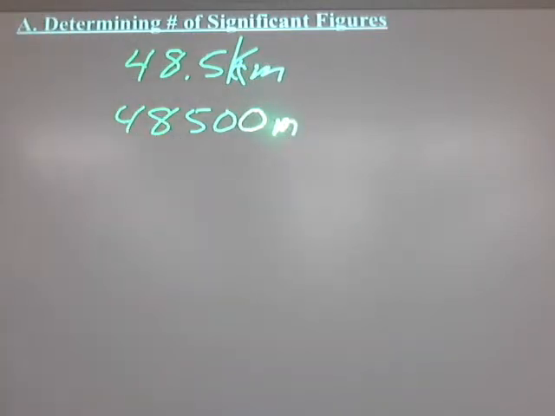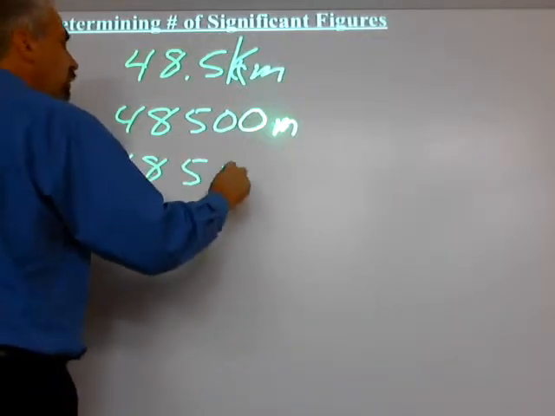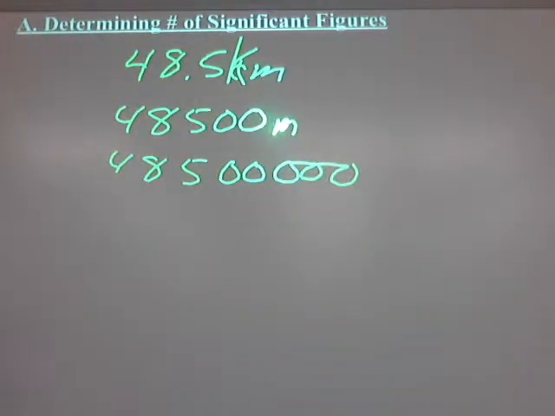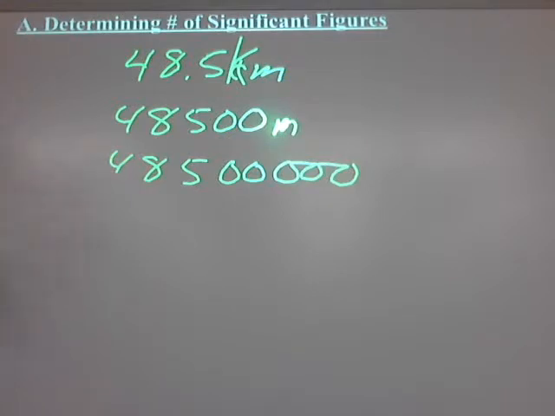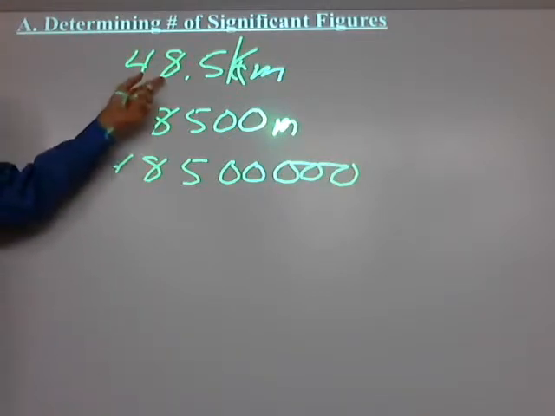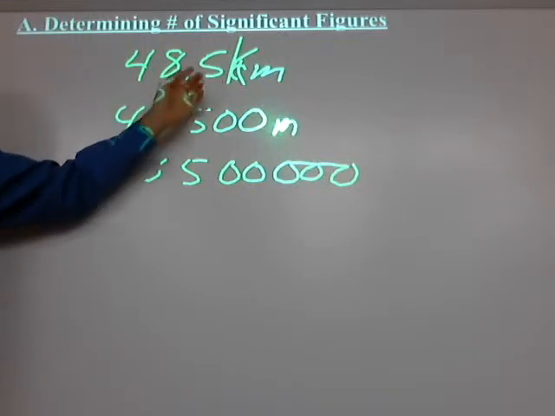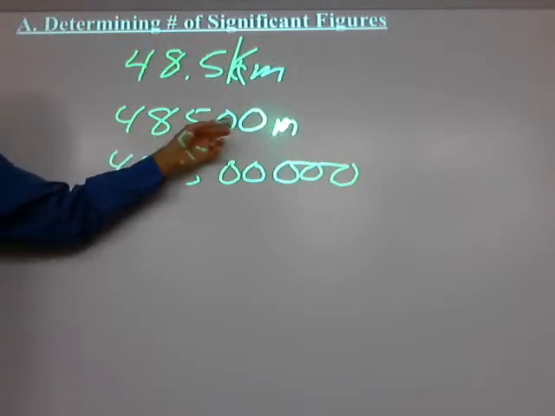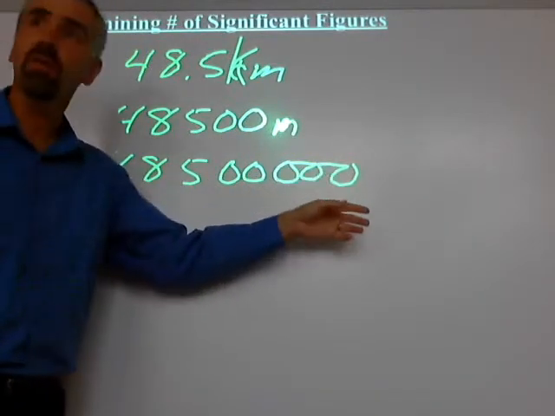All right? And what if I wanted it in millimeters? What would the answer be? 485,000,000, right? Okay? Now, if you don't remember how to do this, don't worry. I'm going to teach it to you all over again. But here's my point. How many significant figures were in this guy? When you read your scale, you have 1, 2, 3 significant figures to 1 decimal place, correct? Does this guy have 1, 2, 3, 4, 5 significant figures? And does this guy have 1, 2, 3, 4, 5, 6, 7, 8 significant figures?